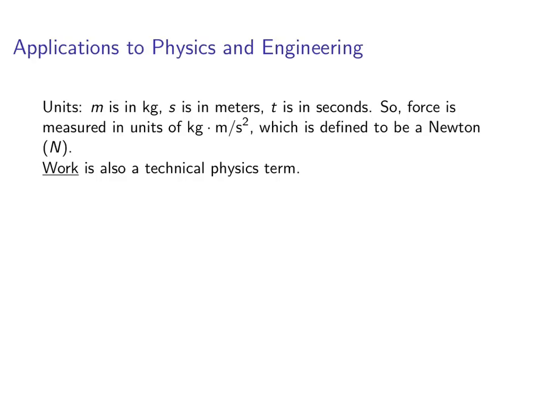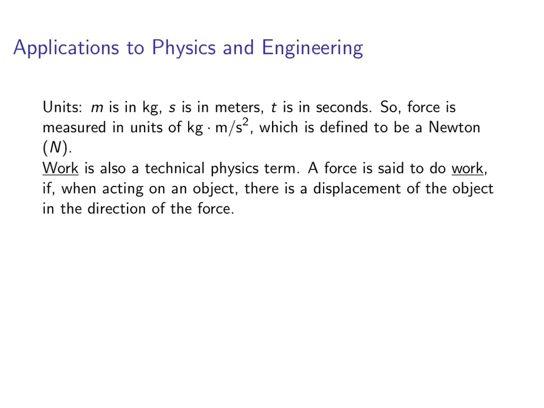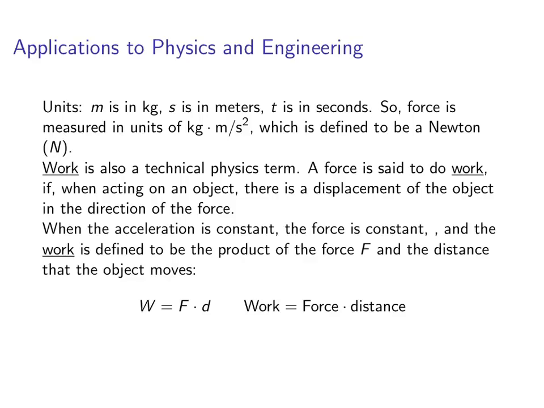Now, work is also a technical physics term. So a force is said to do work if, when it's acting on an object, that object is displaced in the direction of the force. So when acceleration is constant, the force is constant, and then we can define work to be the product of the force and the distance that the object moves. So work is equal to force times distance.